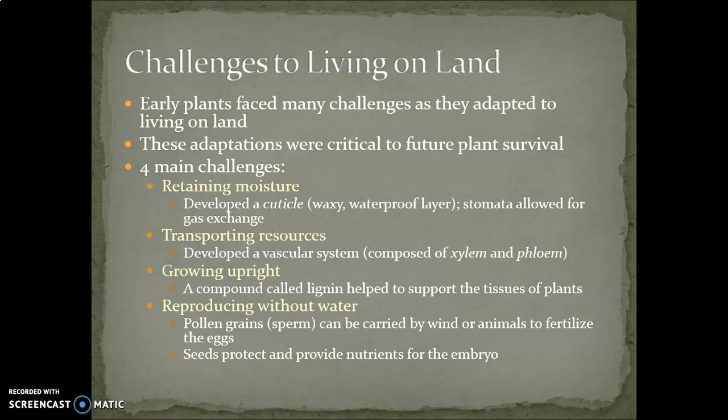Growing upright is a response to the competition for light. The compound, the protein lignin, will help support the cells of the plant. And then reproduction without water, getting away from mosses and ferns relying on water for the gametes to find each other, to where pollen is going to be able to find the female part of the plant independent of water.